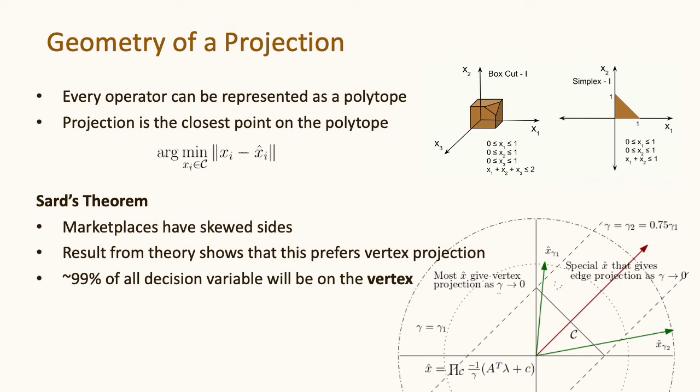The crux of our paper can now be summarized using Sard's theorem. Results from theory show that in such skewed marketplaces, the projection operation prefers vertex solutions, or the solution is on the vertex of the polytope. We show in our paper that in most cases, over 99% of our decision variables will lie on the vertex of the polytope. Now, our goal was to use this very useful, unique insight to modify our projection algorithm and therefore speed up the entire solver.